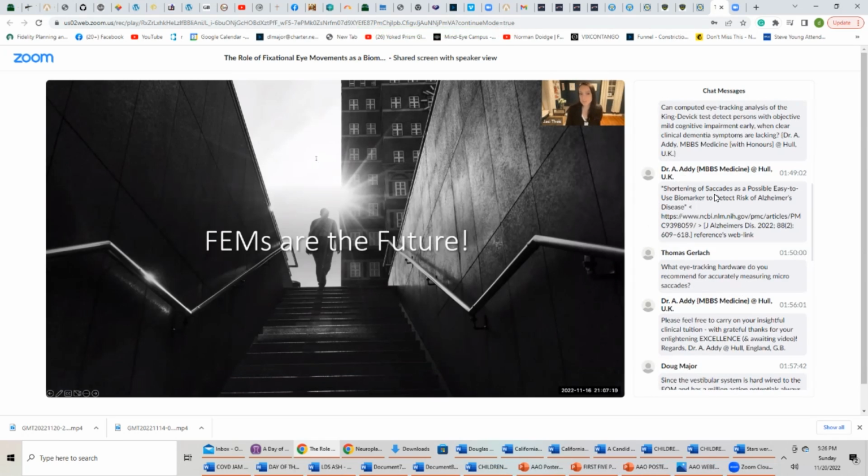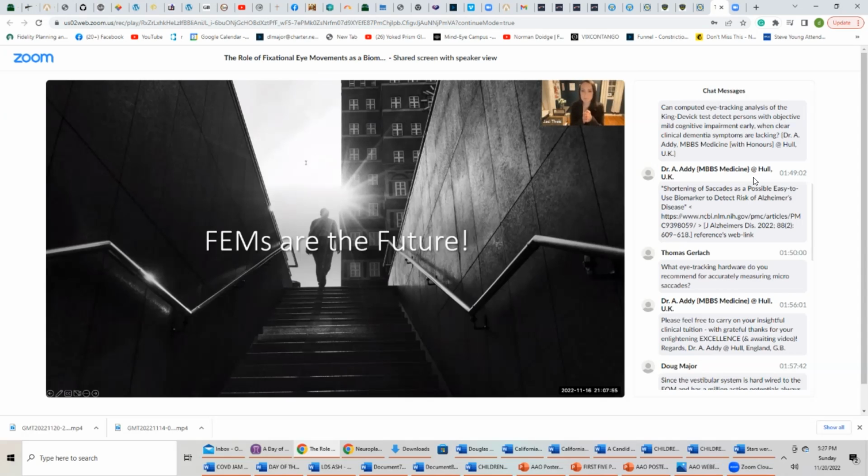So the question itself, though, is just, can computed eye tracking analysis detect persons with objective mild cognitive impairment earlier? I think it's a wonderful question. I can't definitively say yes. I can't also say no. And I think the problem right now, and that's where the future of technology and integrating AI and clinical intuition is really going to change the scene, is because what we really need to understand is pattern detection. So, okay, let's say somebody has objective abnormalities on the King-Devick test.